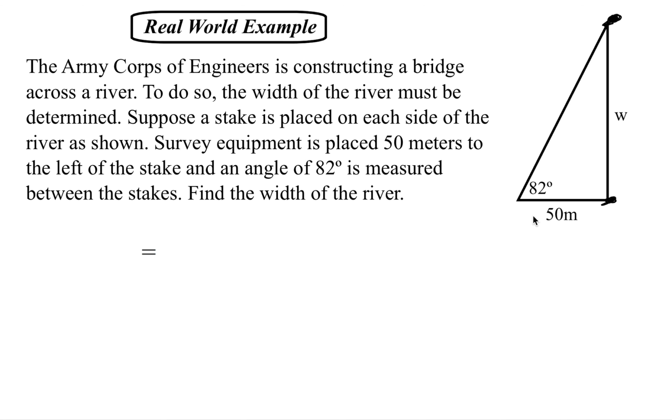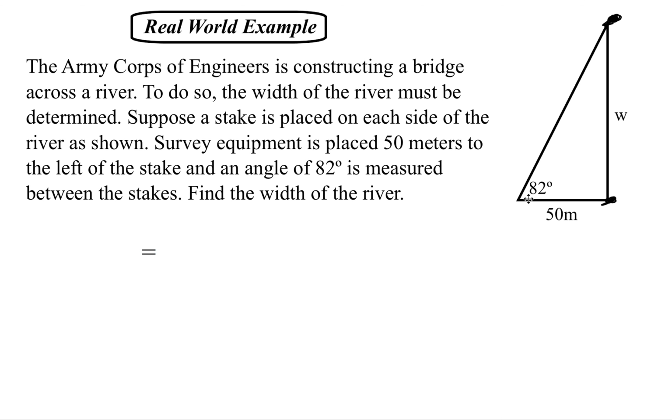In our last example here, our last slide, we have an Army Corps. Actually, we've got one more slide after this, don't we? An Army Corps of Engineers is making a bridge, and they want to construct this bridge across a river. So let's suppose we're going to pound stakes in on each side of the river. W is the width of the river here. And 50 meters from one of the stakes, they take out their surveying equipment, and they measure an angle of elevation, or an angle of 82 degrees is measured between the two stakes. Find the width of the river.